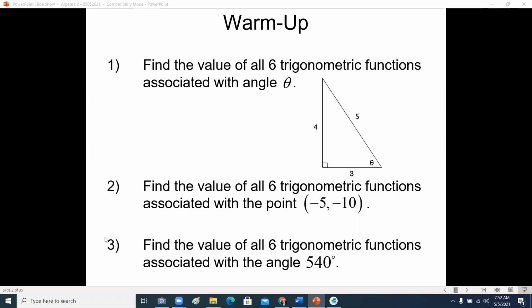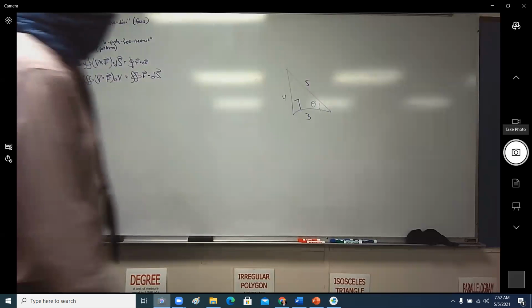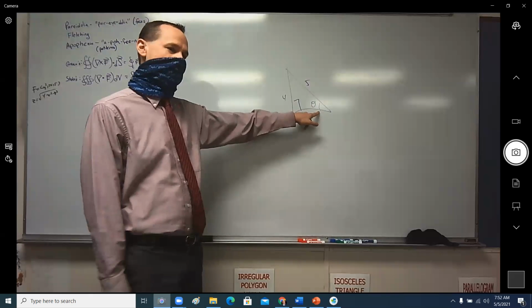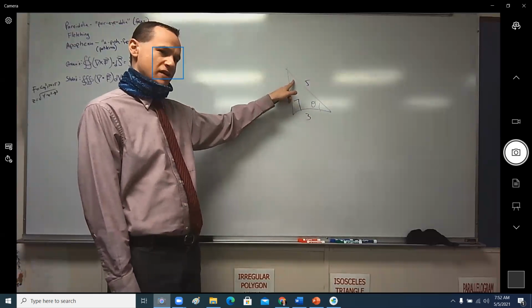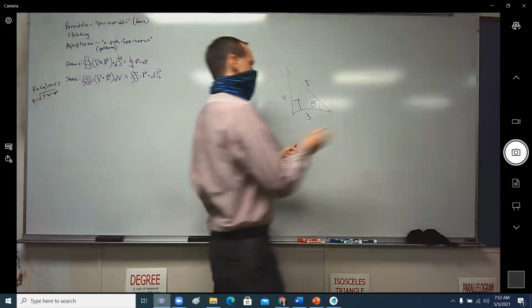Number one today, we're just doing what we always do. We're going to find the value of all 6 trig functions associated with this angle theta given in the picture. So here's our triangle, and here's the angle. Make sure you always look at the angle they're talking about. This is the angle. Don't use this one, right? If they're saying sine of theta, you make sure you're looking at theta right there. But this is just SOHCAHTOA.